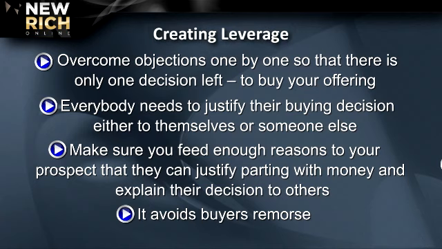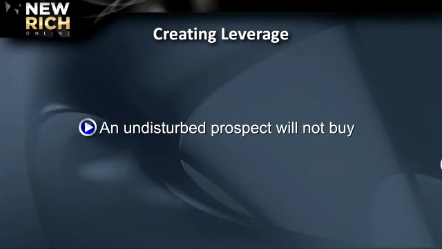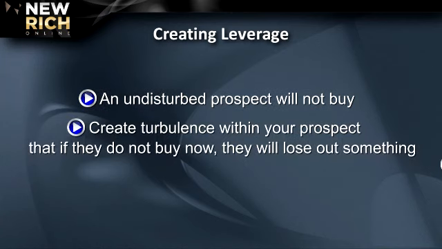So, creating leverage. Just understand that an undisturbed prospect will not buy, period. If they're in a state of contentment, they're not disturbed enough to buy a product or service that will improve their life. So you need to create turbulence within your prospect, so that if they do not buy now, they will lose out on something. Now that sounds pretty frank, pretty confronting, but it's a truism. If someone isn't disturbed and has got a bit of turbulence inside them, they ain't gonna buy.